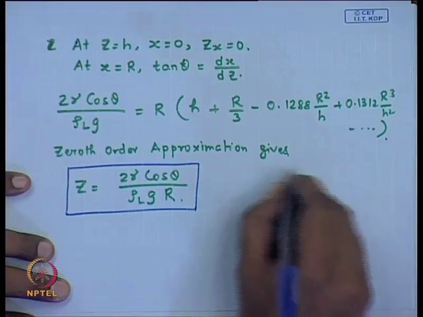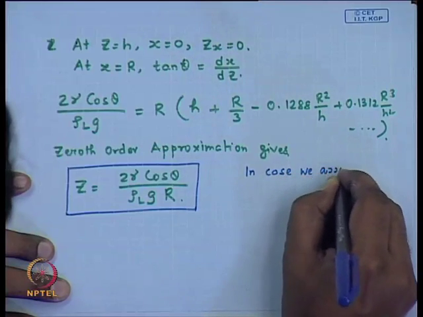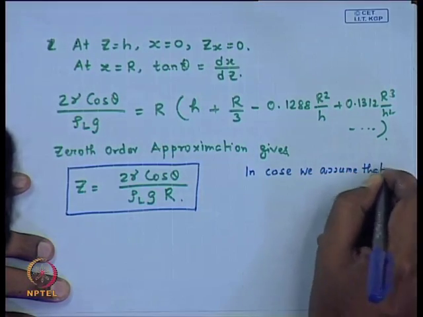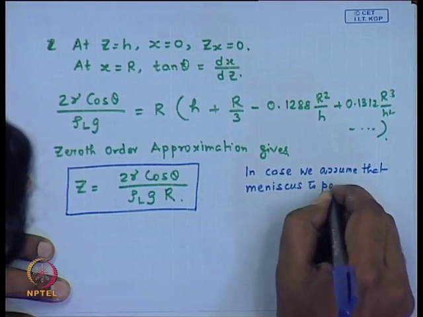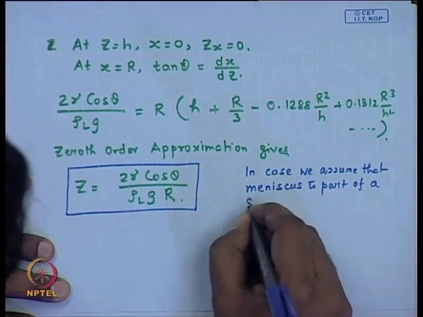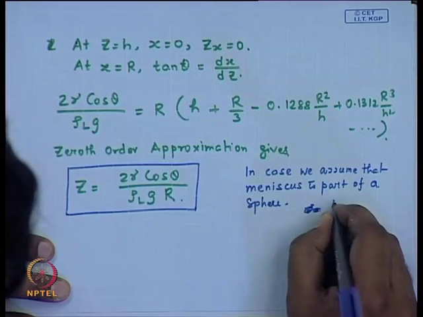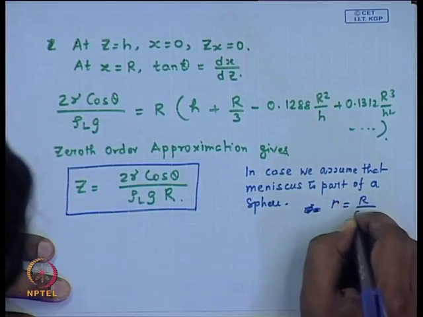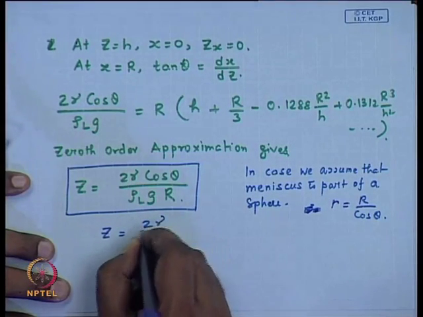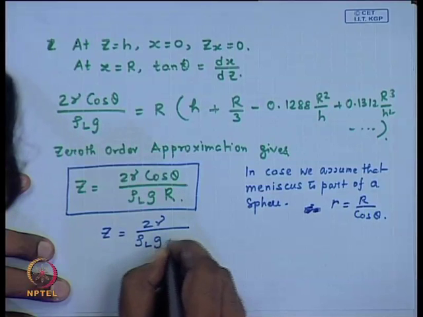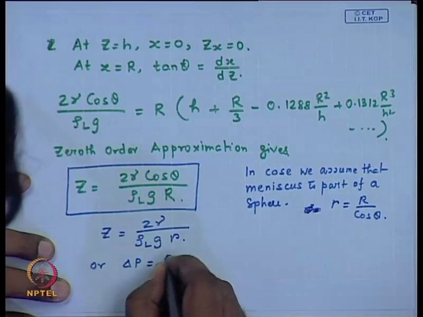In case we assume that it is part of a sphere, then we get r by cos theta, therefore z in that case, or you can write the delta p.